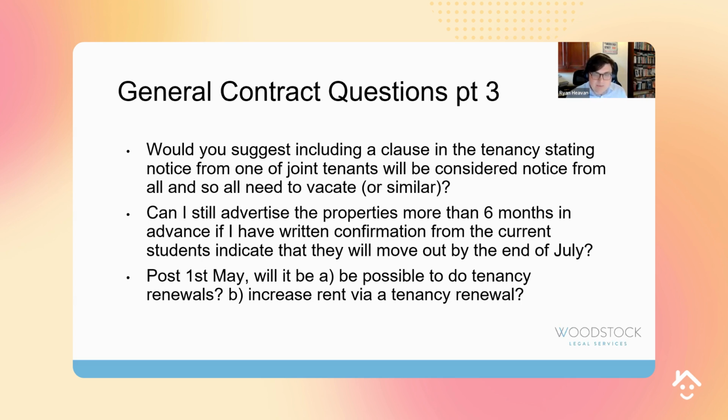Can I still advertise the properties more than 6 months in advance if I have written confirmation that the current students indicate they will move out by July? So I think this is linked to the exception of ground 4A, which is that the tenancy has to be entered into within 6 months of the tenancy starting.